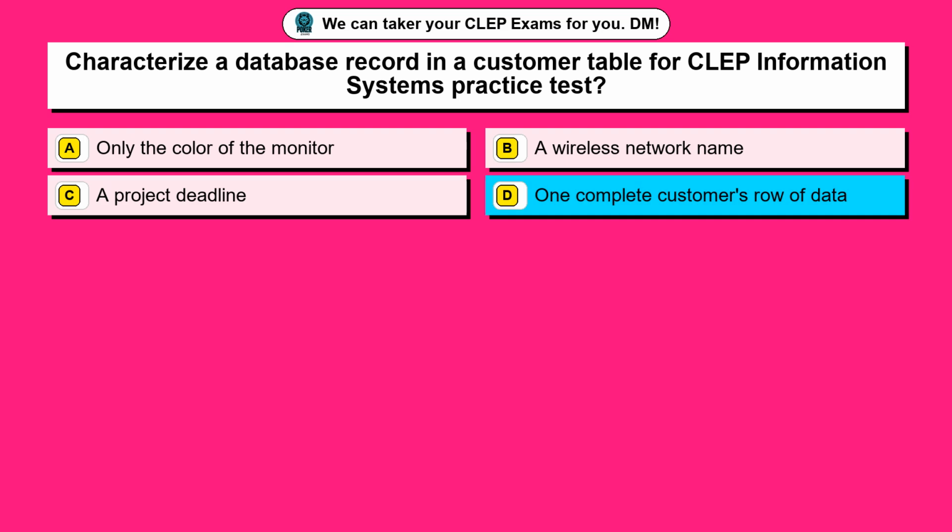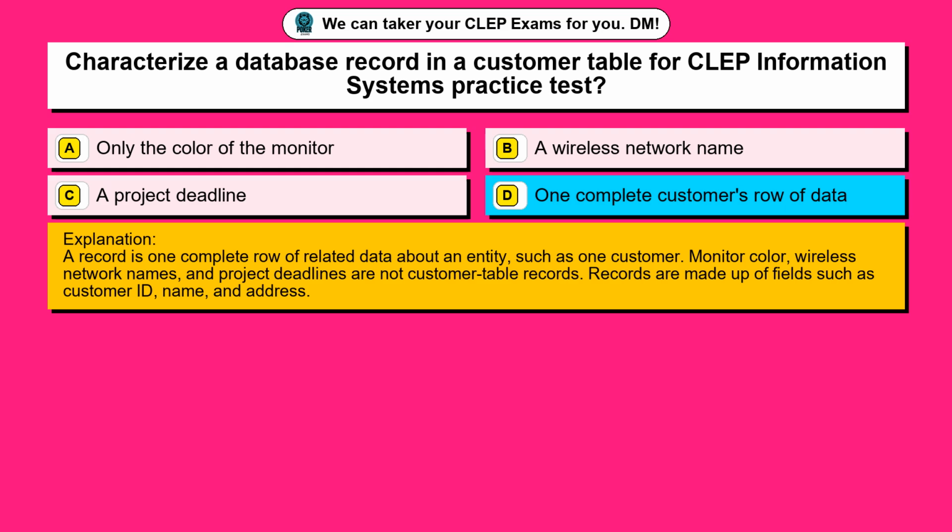One complete customer's row of data. A record is one complete row of related data about an entity, such as one customer. Monitor color, wireless network names, and project deadlines are not customer table records. Records are made up of fields such as customer ID, name, and address.